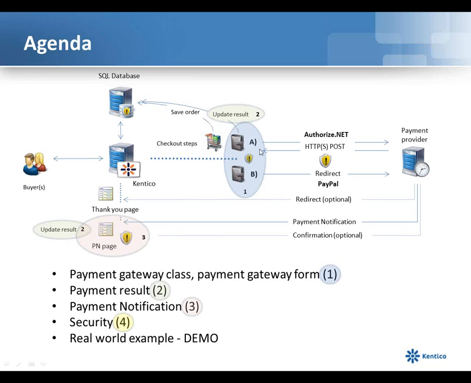Let's say option A is the usual one for the Authorize.net payment gateway, where the user is not actually redirected to the payment provider but stays on our website. What we do here is post, let's say, the credit card information, and then we expect the result of the payment operation. With this approach, the user still stays on our website, and after that we can update the payment result.